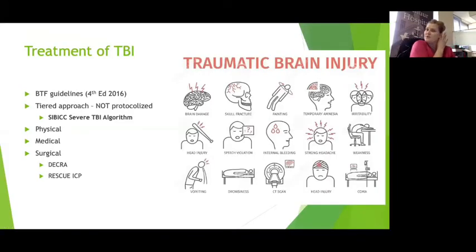Okay, getting more to the actual good stuff. So the treatment of the traumatic brain injury, obviously the bread and butter for treatment of TBI is the Brain Trauma Foundation guidelines.